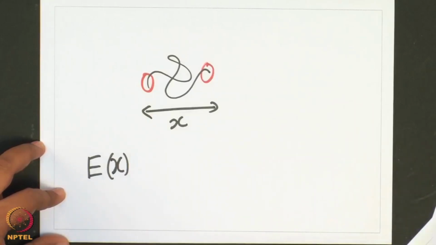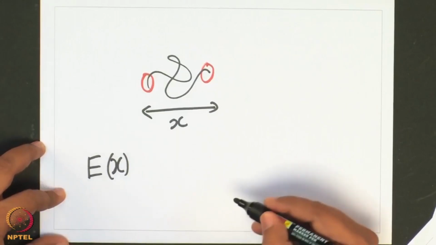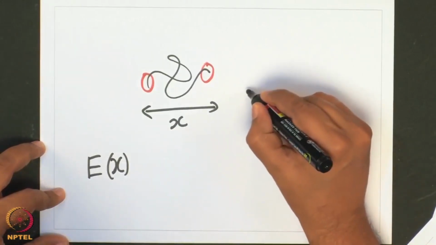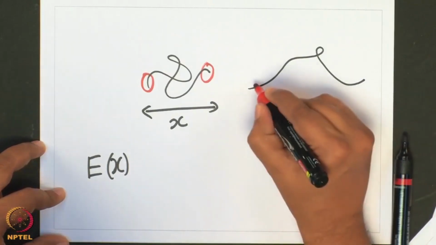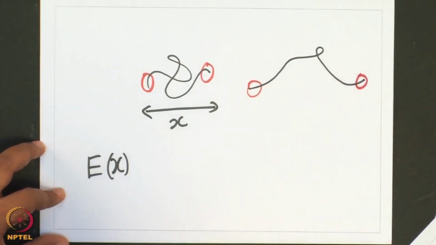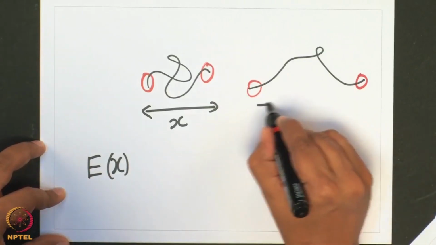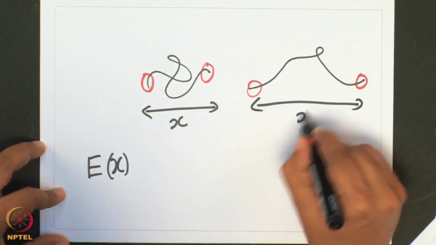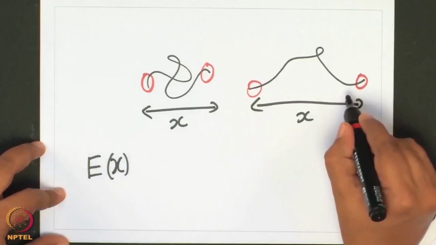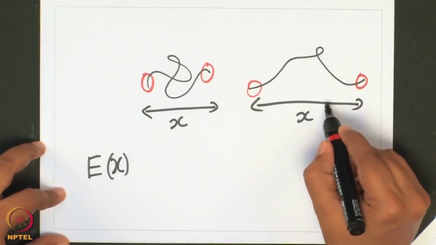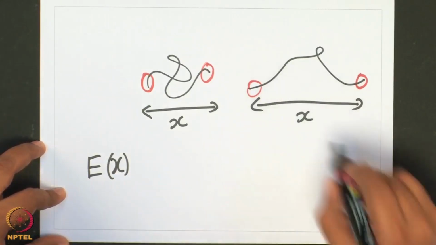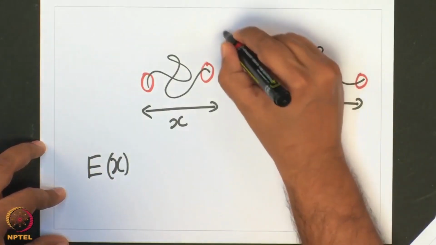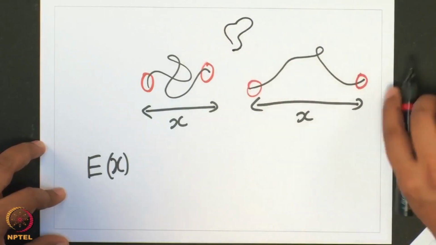This molecule, which could be a protein molecule, could be like this, or it could have some other conformation, maybe like this. It is expanded, it is stretched, and it could be this conformation. In this conformation, the distance between these two points is very large. So here x is small, here x is very large. You could have many other conformations. You could have a conformation which is like this.